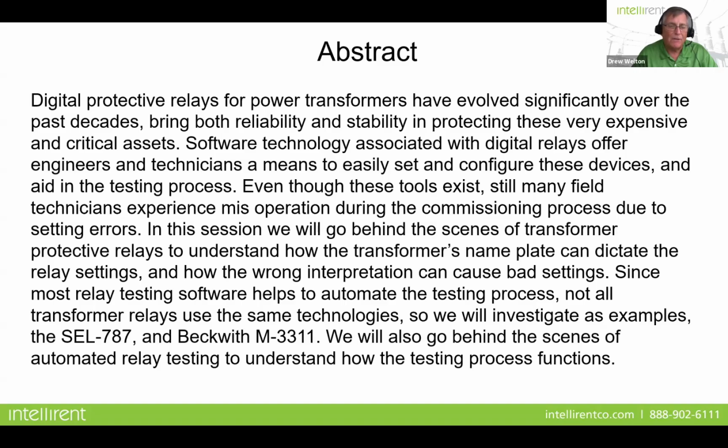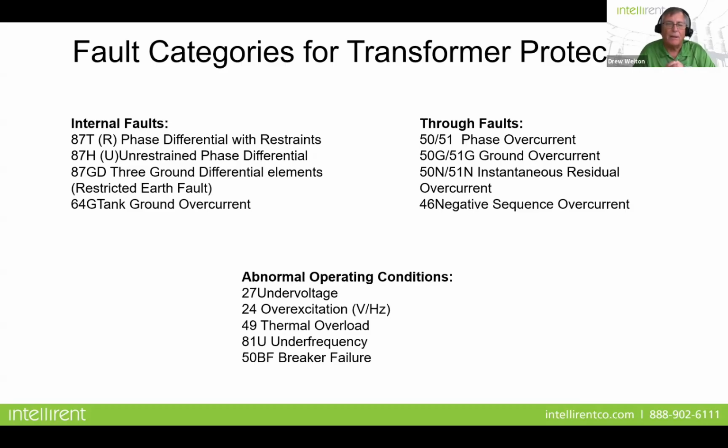And while the 787 is quite versatile in terms of where it's applied, usually in transmission and distribution power transformers, the 3311 is one that generally gets used with generator step-ups. That is primarily because you have Beckwith relays on the generator and a Beckwith relay on the GSU, and they kind of work hand in hand in protecting those systems. So we'll go behind the scenes of some automated relay testing and setting functions to make sure that people are really in a good place when it comes to understanding these.